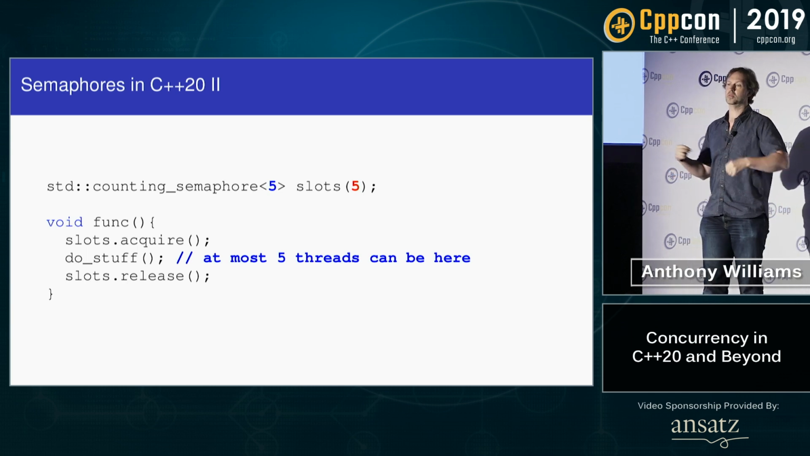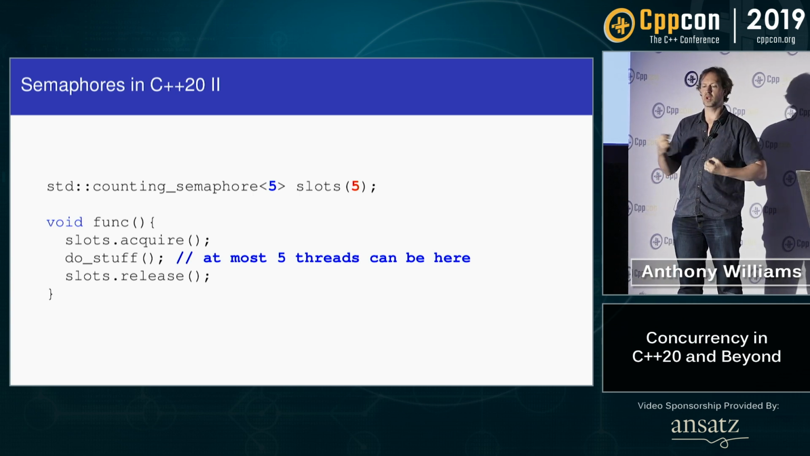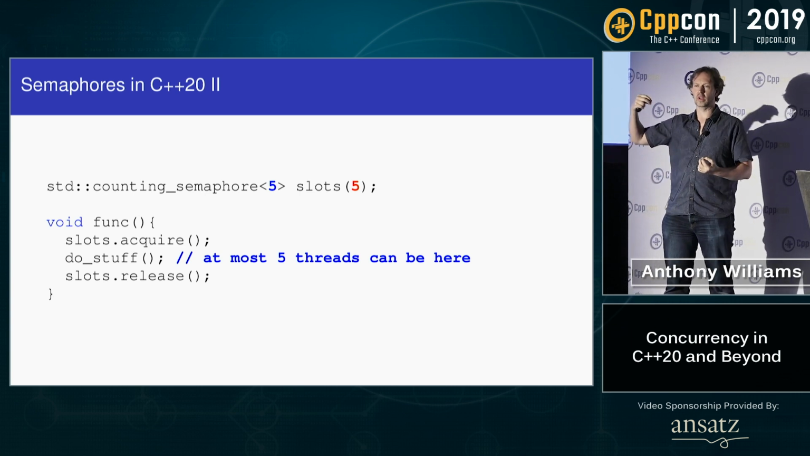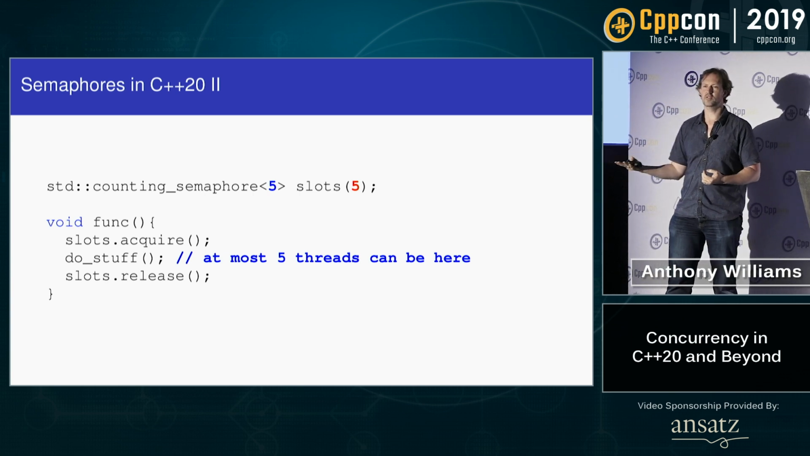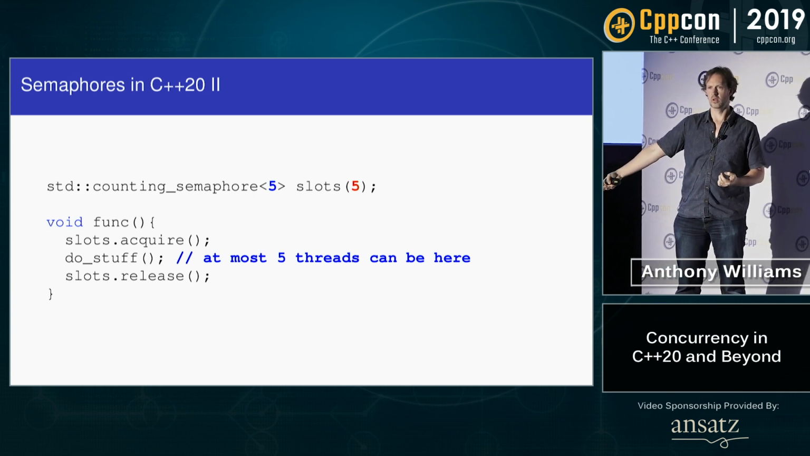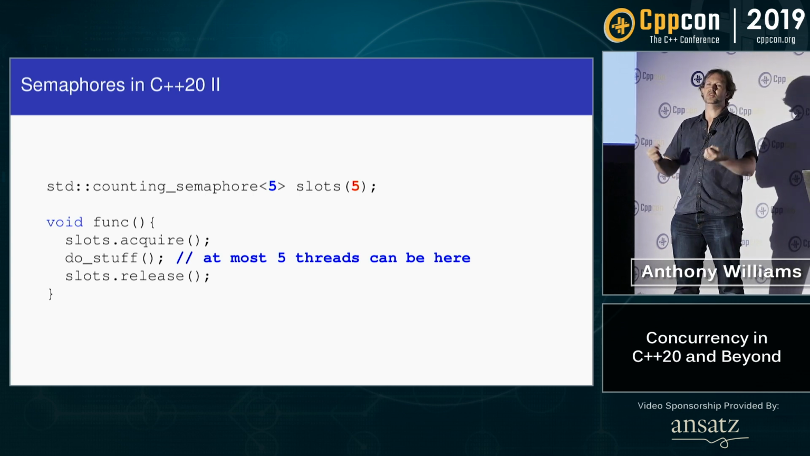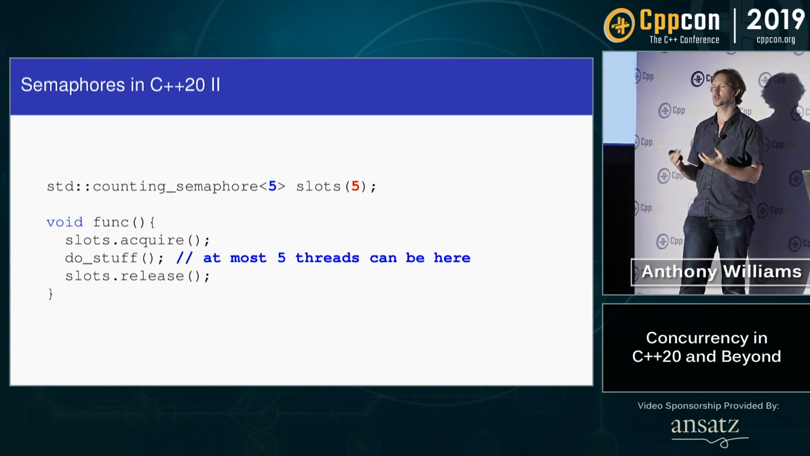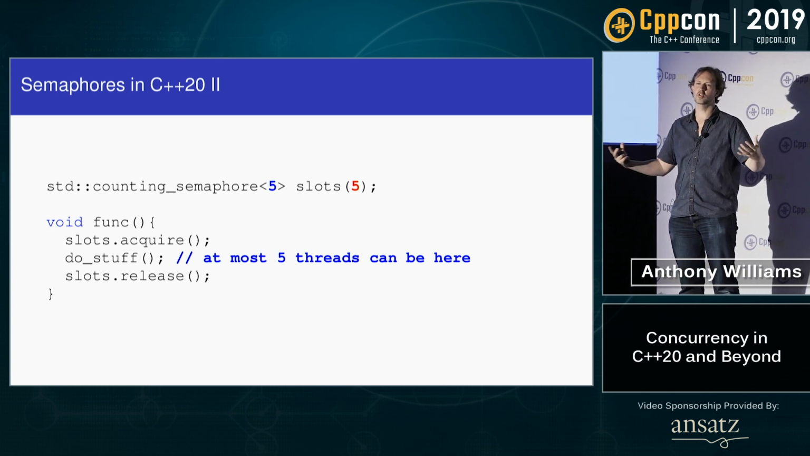So again, let's put this in some real code. We have a counting semaphore with a max count of 5, and we're going to start it with a full 5 slots. And then we run our function, we acquire the slot, we do some stuff, and we release our slot. Because we have 5 available slots, at most 5 threads can be calling do_stuff at once. So this is obviously like a mutex, but extended up to 5. If you're trying to emulate a condition variable or something with semaphores, then obviously the code looks much more complicated.